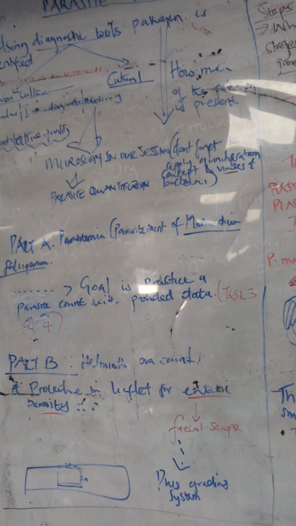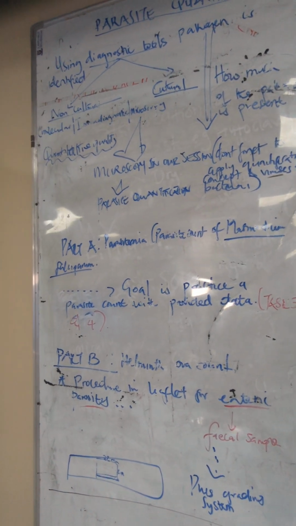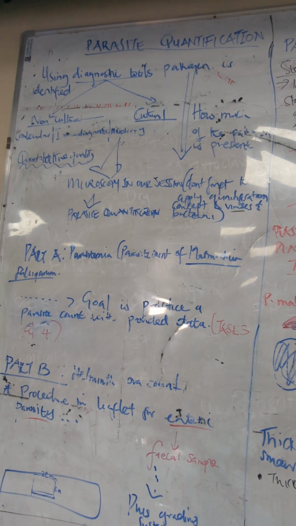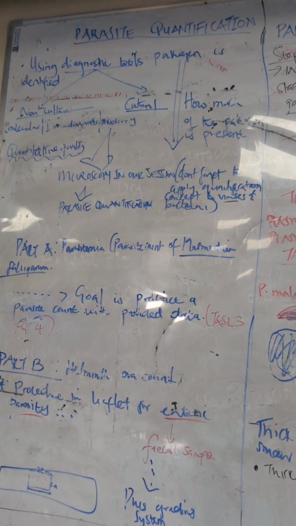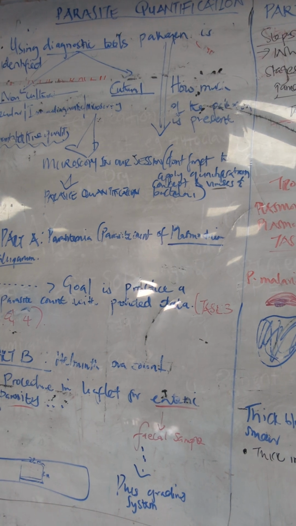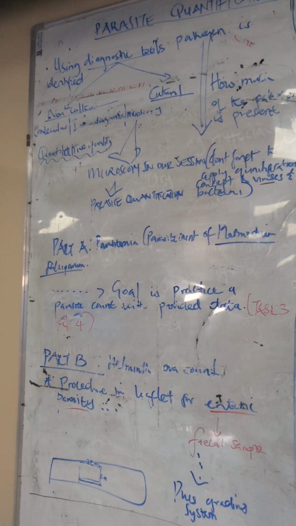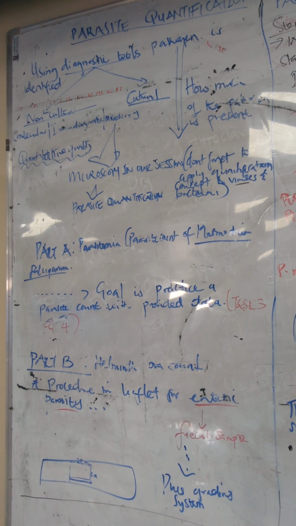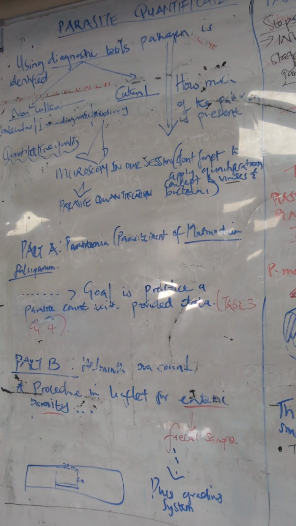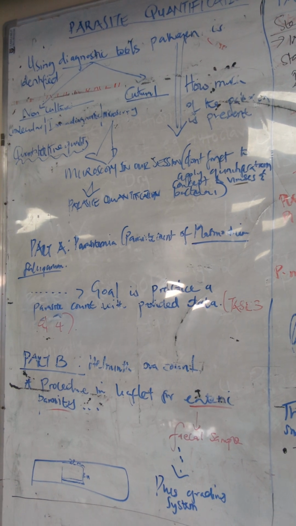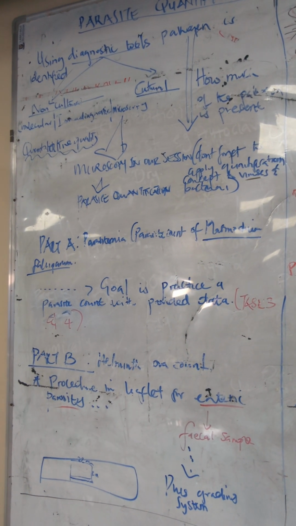So, anyway, our lab title: Parasite Quantification. The first thing I mentioned was, remember the diagnostic tools that you learned in Lab 1. That was the very first part. What are the tools that you're using to identify or confirm the presence of the pathogen? Okay, so we had the non-cultural and cultural, right?